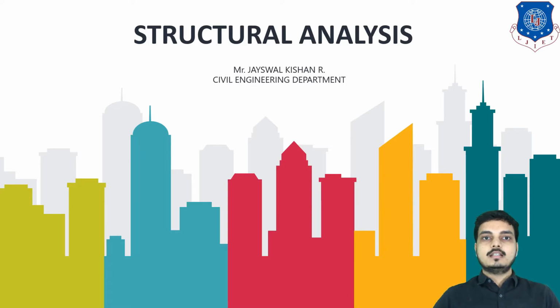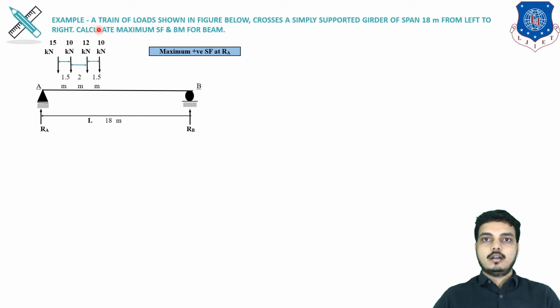Now today we will be considering one more sum. Let's start. So here a train of load shown in figure crosses a simply supported girder of span 18 meter from left to right. Calculate maximum shear force and bending moment.